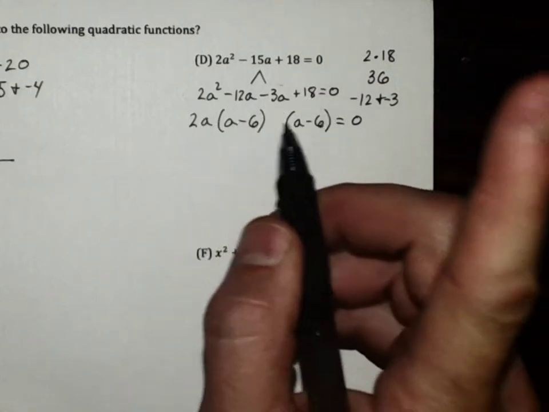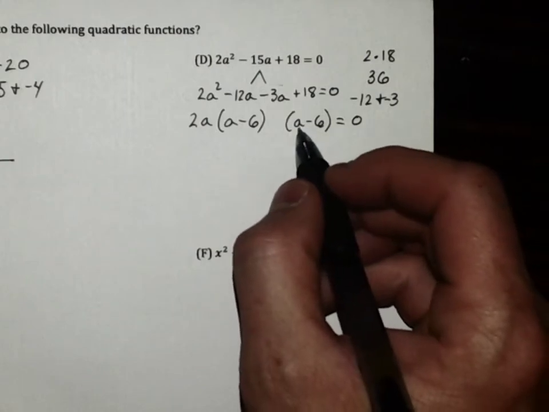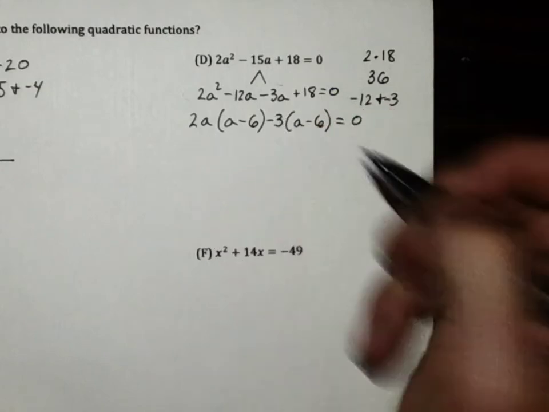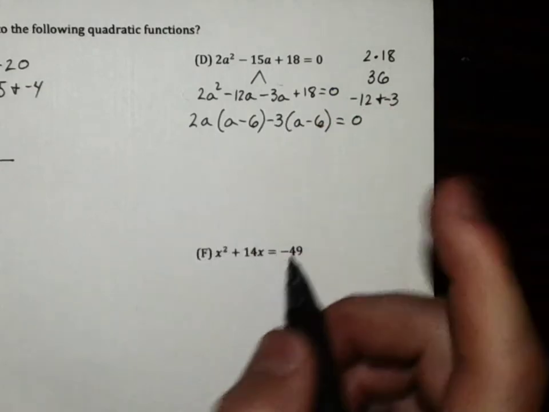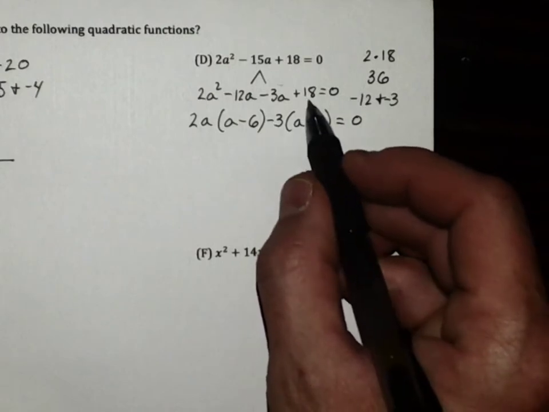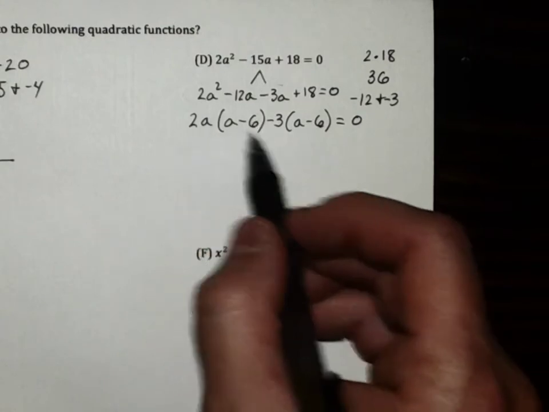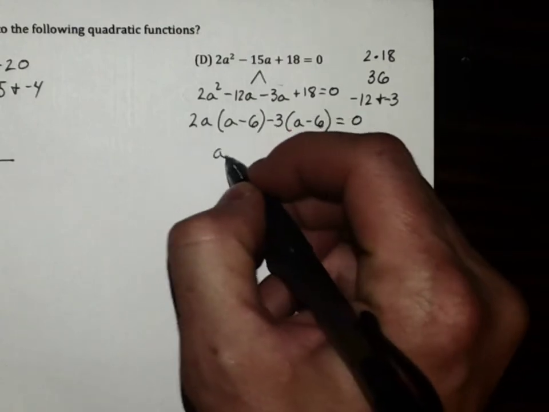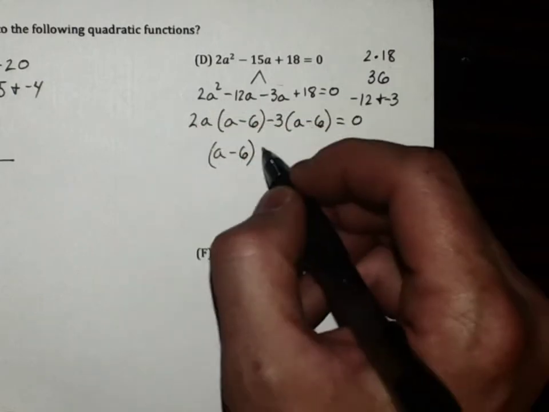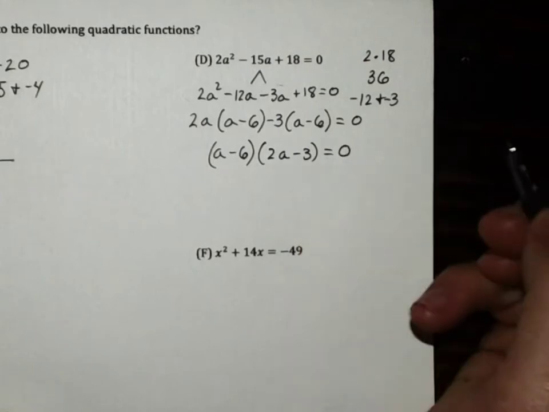And then I ask myself the question, what do I multiply to a to get -3a? And the answer's -3. And then I check, is -3 times -6 positive 18? The answer is yes. Now a minus 6 is in common, so I can take out a minus 6, factor that out, and it leaves behind a 2a minus 3.